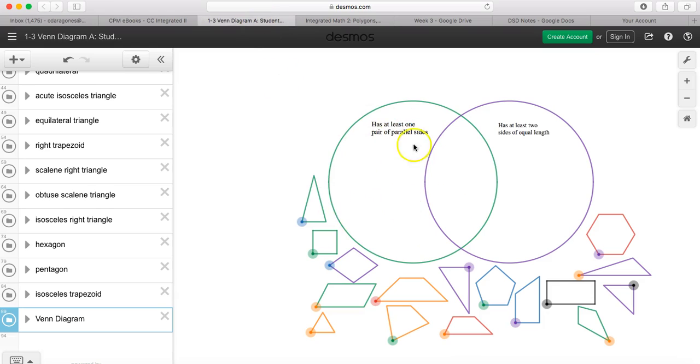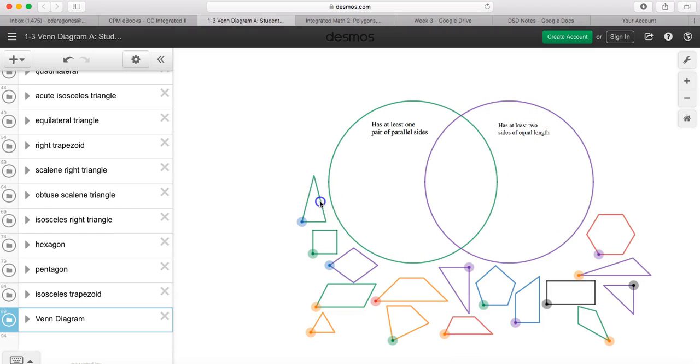On this one you're going to put all the shapes that have a pair of parallel sides. On this one, you're going to put all the shapes that have at least 2 sides of equal length. That's pretty self-explanatory, right? At least 2 of the sides have to be the same length. They have to be the same size, okay? So let's do an example. And then obviously right here in the middle are shapes that have both a pair of parallel sides and at least 2 sides of equal length.